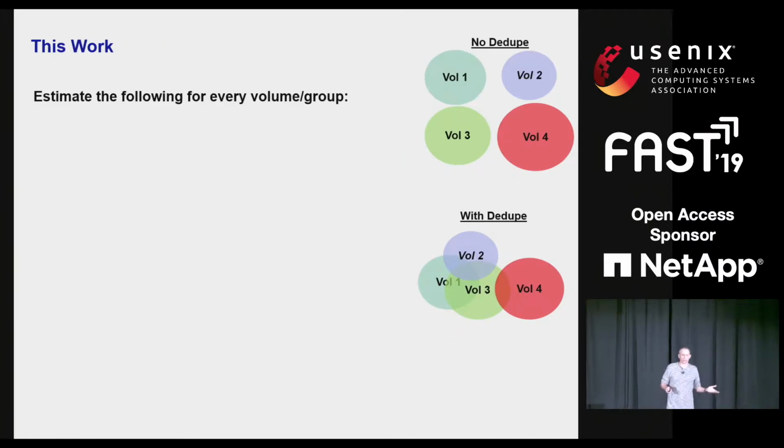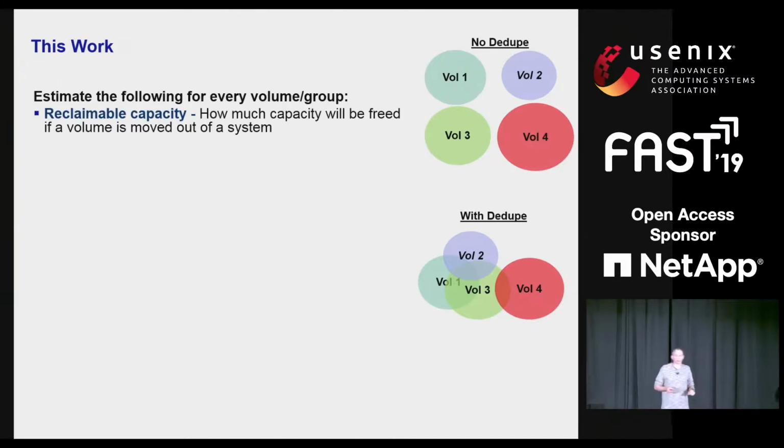What are we doing in this work? We are trying to estimate a number of statistics measures for each volume or group in the system. These are the metrics we're trying to find. So, reclaimable capacity. Reclaimable is how much space would I free if I remove this volume from the system. Now, with deduplication, this could be 0, because if the data is shared with other systems, it doesn't matter how large the volume is. You're not saving any physical space. So this is really a crucial measure that needs to be known in order to move things out.